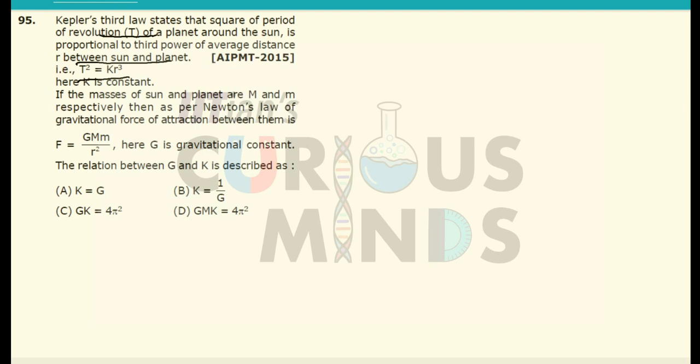If the masses of the sun and the planet are capital M and small m respectively, then as per Newton's law of gravitational force, the attraction between them is F equal to G m M by r square. Here G is the gravitational constant. The relationship between G and k is described by... Now first of all, F is equal to G small m capital M divided by r square.